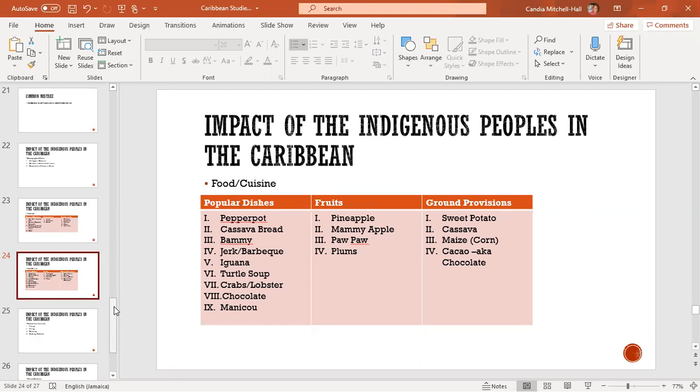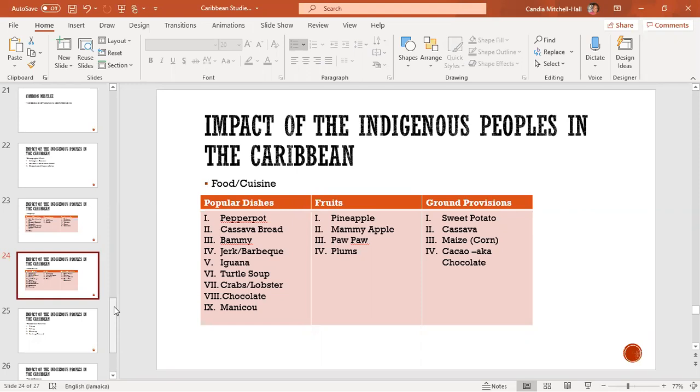When the Europeans came, they saw the indigenous people eating pineapples. And so our countries in the Caribbean were synonymous with pineapples, the land of the pineapples, right? Because that was one of the main fruits that they had.